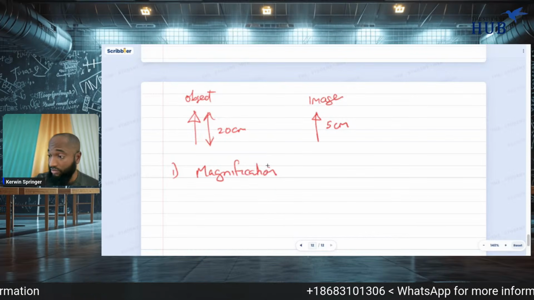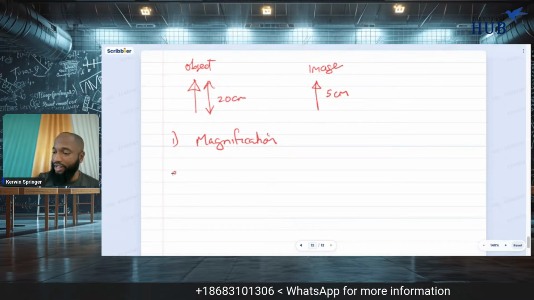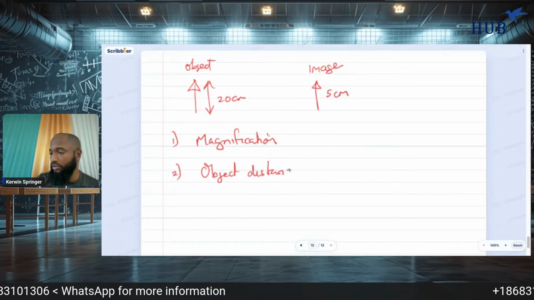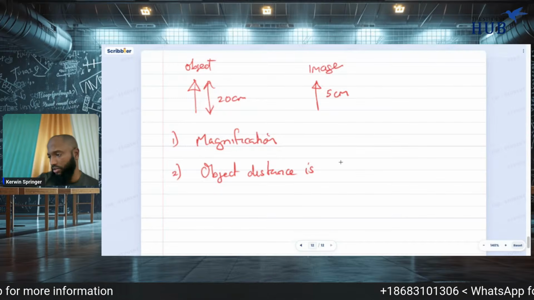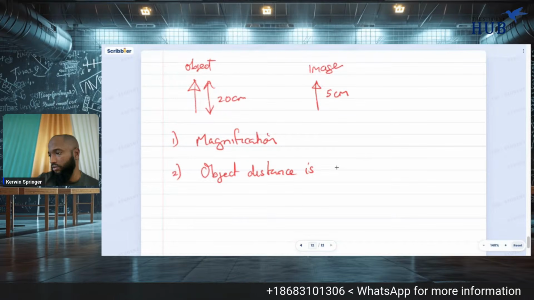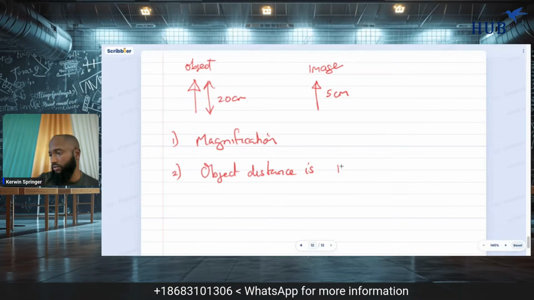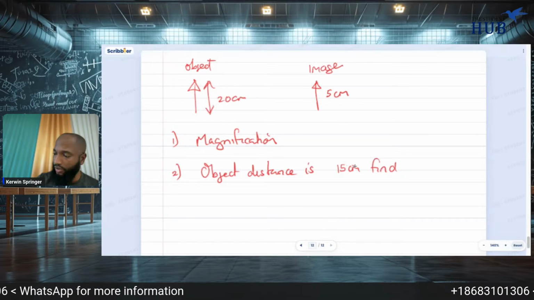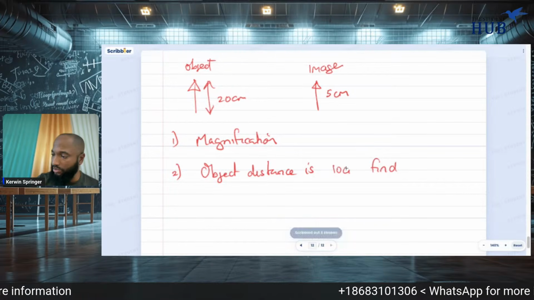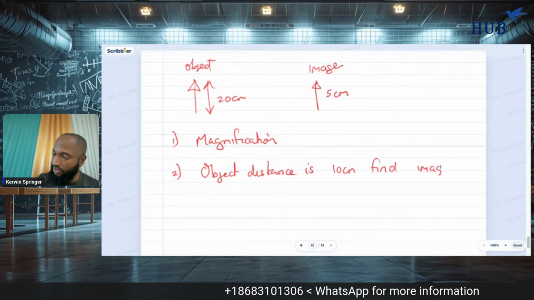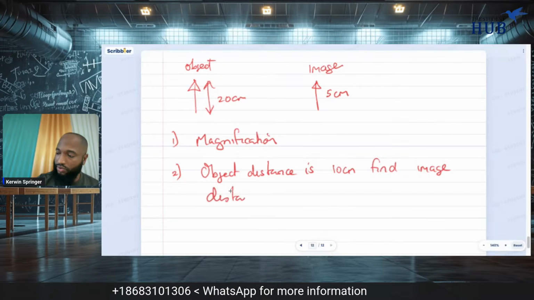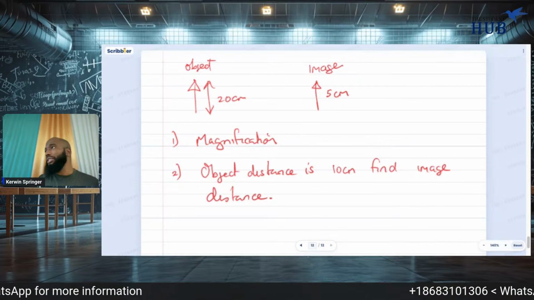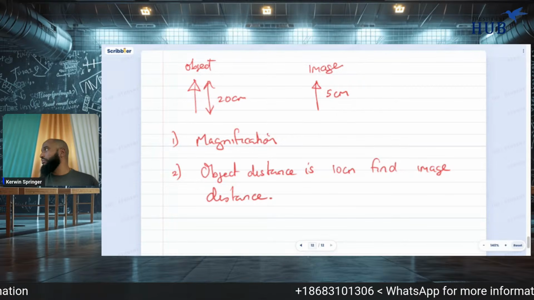Magnification. And if the object distance is 10 centimeters, find the image distance. All right, so this question deals with it in reverse. See if you can get the answer.